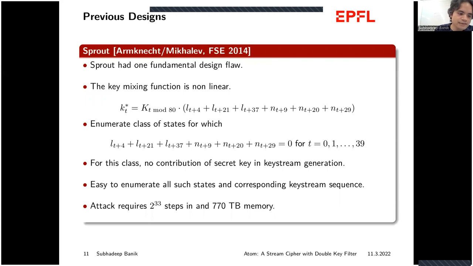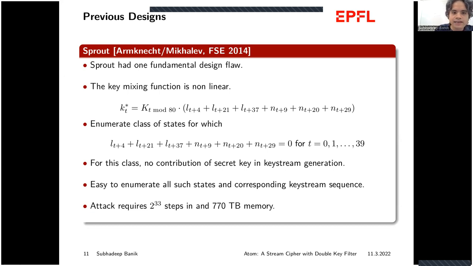So there were many cryptanalytic attempts on Sprout, the most devastating of which was proposed by Lallemand and Naya-Plasencia at Crypto of the same year, I think. And the problem lies in the non-linear key generation function, the round key generation function that is employed by Sprout, which, as you can see, is a product of the key bit and the sum of certain bits from the register. So this kind of turns the design on its head. So we've already seen that it's not possible to construct a function that maps only state to keystream, for Sprout at least.